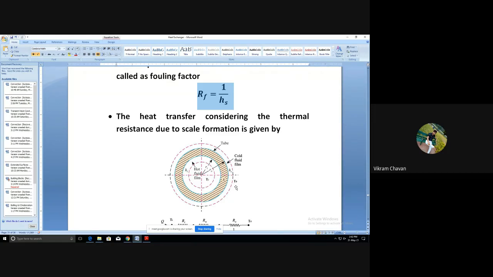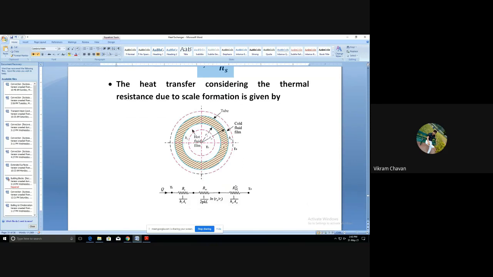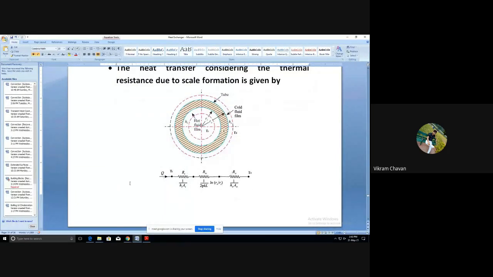In that case, we know how to write the heat transfer rate. Q is equal to delta T divided by R total. That is nothing but the overall temperature difference divided by the total resistance available for the heat transfer. So we can consider this particular electrical circuit diagram.